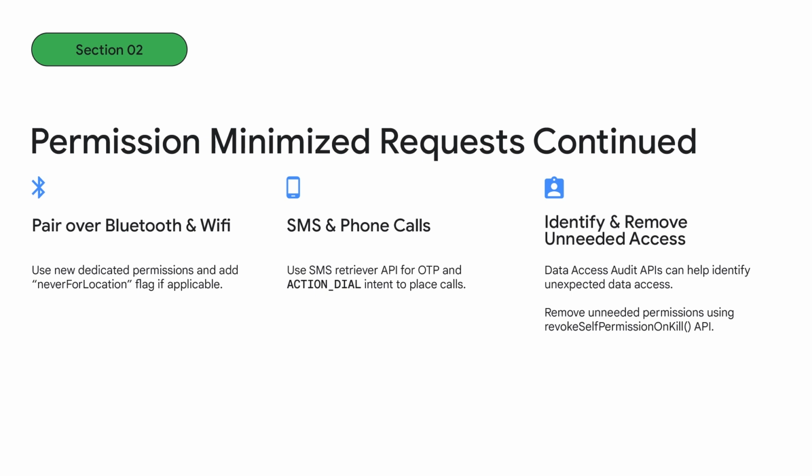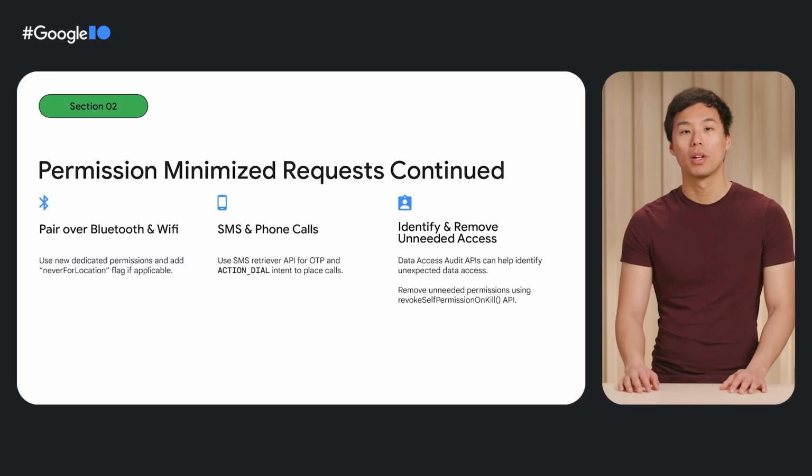Use the SMS Retriever API for one-time passcodes and the action dial intent to allow the user to place phone calls without requesting permissions for direct access. The data access audit APIs can identify unexpected data access, even from third-party SDKs and libraries. Remove permissions that your app no longer uses by calling the Revoke Self-Permission OnKill API.